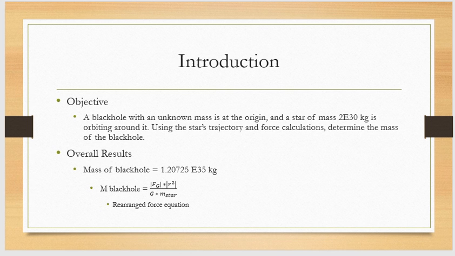A star of mass 2 times 10 to the 30th kilograms is orbiting a black hole of unknown mass. From the object's trajectory, the objective was to calculate the net force, which is assumed to be only that of gravity from the black hole, at every location to ultimately estimate the mass of the black hole. Overall, I used the universal law of gravitation and rearranged it to find the mass of the black hole, which was estimated to be 1.20725 times 10 to the 35th kilograms.